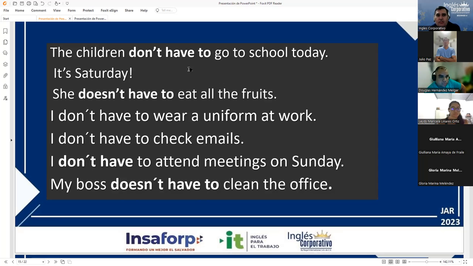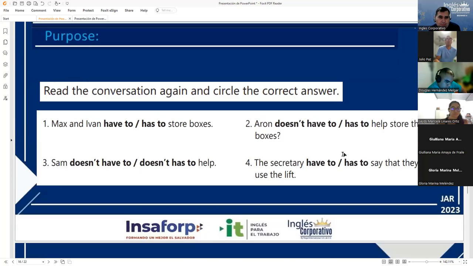Translation. My children, okay, so it's not necessary for the children to go to school today, because it's Saturday. Translation: she doesn't have to eat all the fruit. It's not necessary for her to eat all the fruit. It's not necessary for me to wear a uniform at work. It's not necessary for me to check my emails. And it's not necessary for me to attend meetings on Sundays. It's not necessary for my boss to clean the office because there is a person in charge of that. Excellent. So that is a negative one.